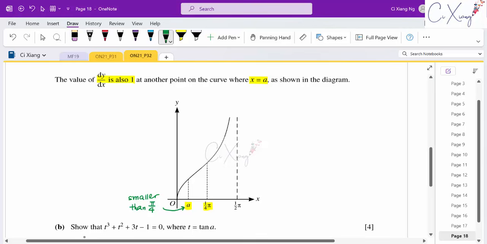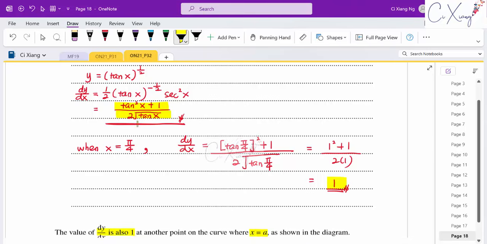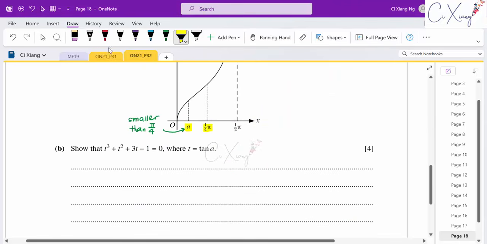So for part B, they want us to show that we will get t power 3 plus t squared plus 3t minus 1 equals 0, where t equals tangent a. So now, how can we prove this? Since this question is related to dy dx equals 1, I will start from the result that I got just now, where dy dx equals 1.